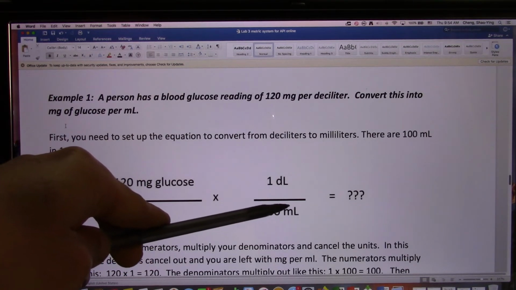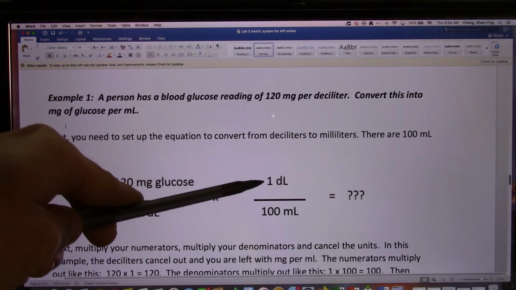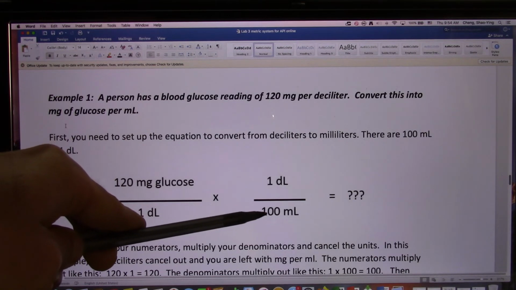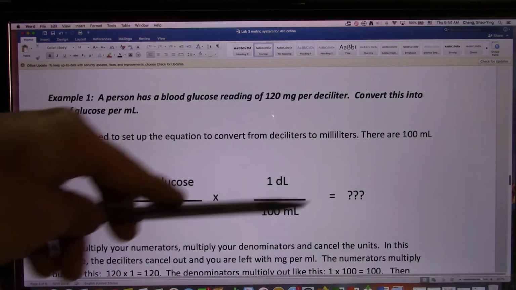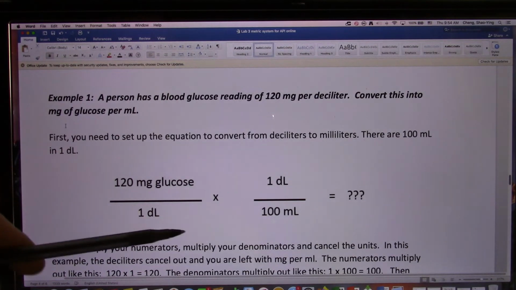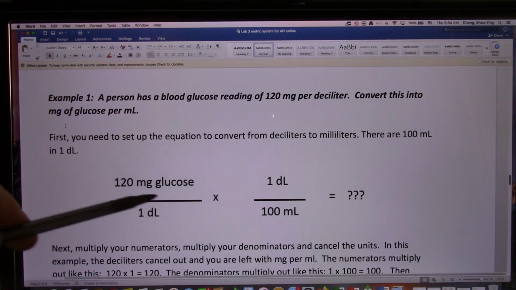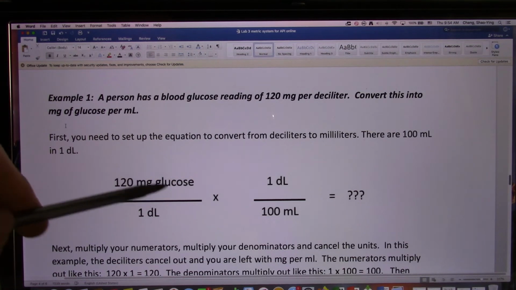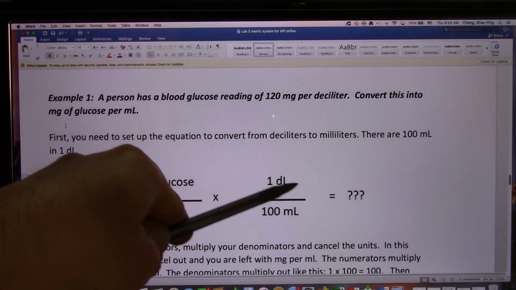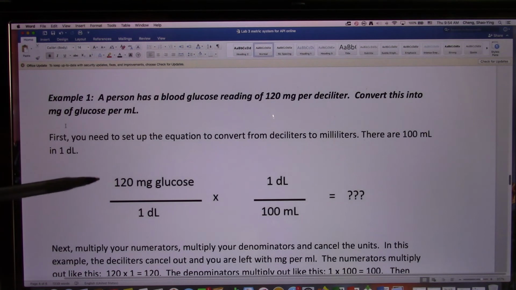And then you just go to the table, you found, okay, 1 deciliter equals 100 milliliter. And you create this kind of equation, and now you can cross out the deciliter. And the unit you have is milligram of glucose per milliliter, and the rest of it is math. So it's 120 divided by 100.